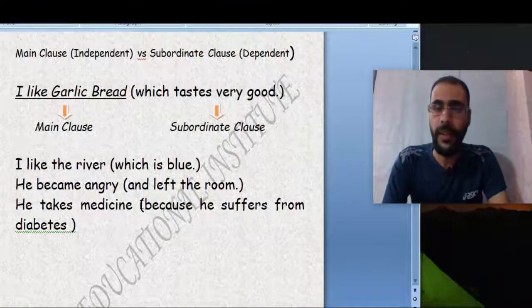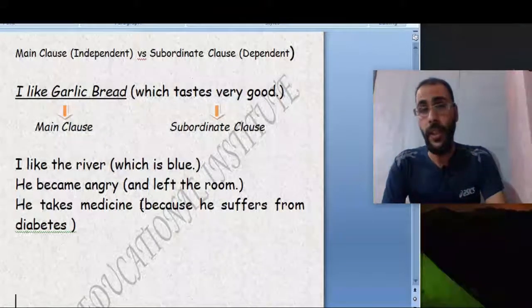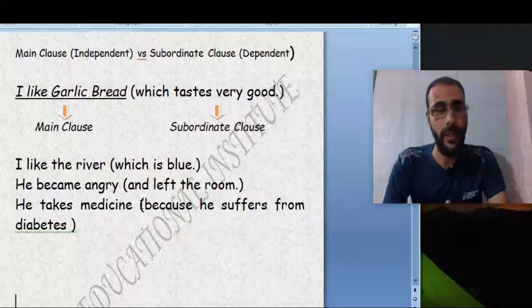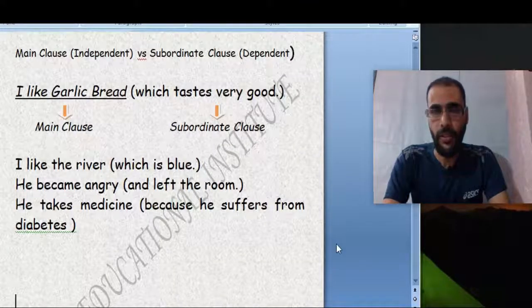Another example, he takes medicine because he suffers from diabetes. Again, he takes medicine is a complete sentence. It can stand alone as a sentence. Because he suffers from diabetes cannot stand alone as a sentence, so it depends on main clause.